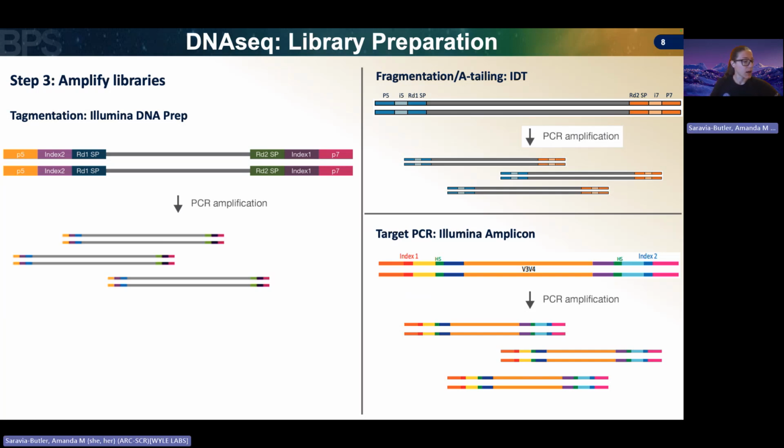So the next thing that we want to do after we have our libraries ready to go is we first want to do a quality control check on our libraries to make sure that they are ready to be sequenced and they look the way we want them to look.